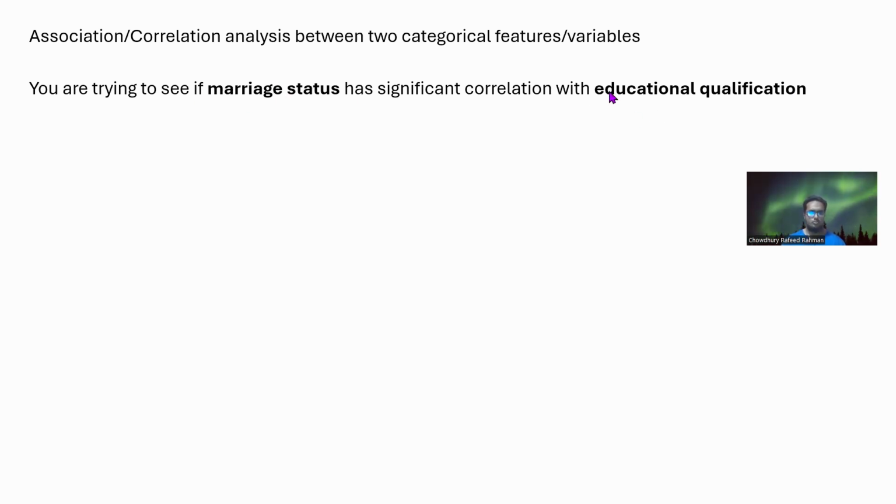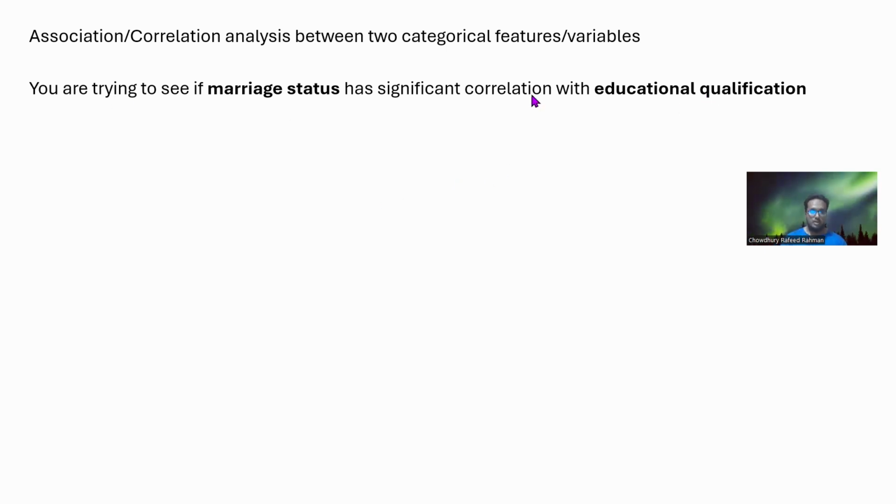So why are these two variables categorical? Because there are only a fixed number of possible values for marriage status. For example, you can be single, you can be married, or you can be divorced. Also, there are just a fixed number of labels possible for educational qualification. For example, primary pass, high school pass, then there can be college passed, master's, PhD, maybe all of that.